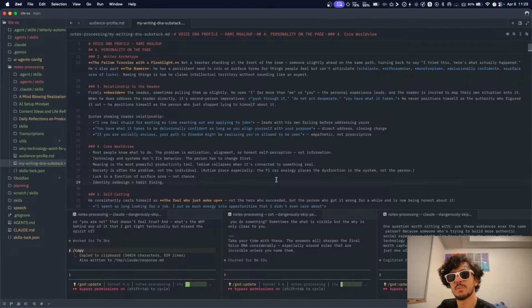Society is often the problem, not the individual. That's the autism one. The F1 car analogy places the dysfunction in the system, not the person. See, yeah, it's very heavily relying on the articles that I sent, which don't really represent me to the full extent. It kind of has to go through my Obsidian vault, the whole Obsidian vault, for it to deeply understand me.